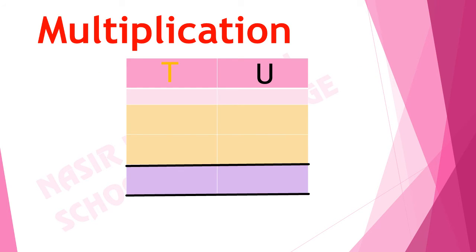In the multiplicand we have two-digit number 36. We will write 6 in units column and 3 in tens column. And we will multiply it with 2. 2 is the multiplier. We have to find multiplication or product. For this purpose we use this symbol.